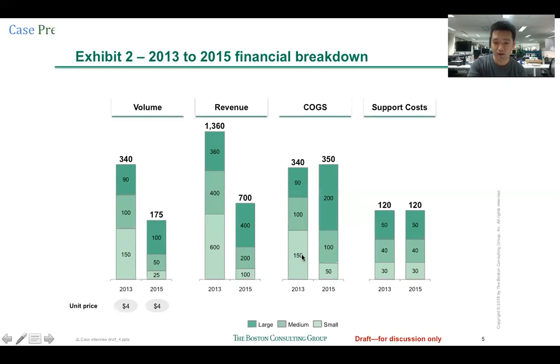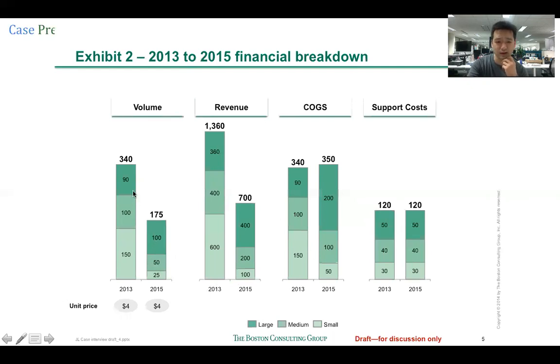So I would look, okay, the costs went from 150 units costing $150 in 2013 to 25 units costing $50 in 2015. Meaning, okay, well, that's a 2x increase. And I noticed that's happening in small. I'd go back and check medium: it's gone from 100 units costing $100 to 50 units costing $100. Meaning, again, there's a unit cost increase here.